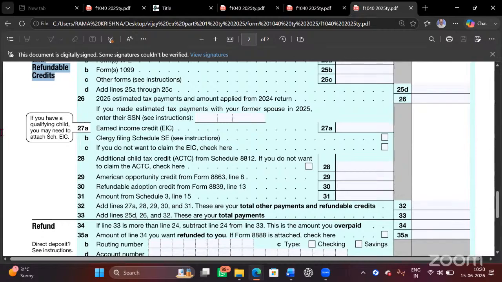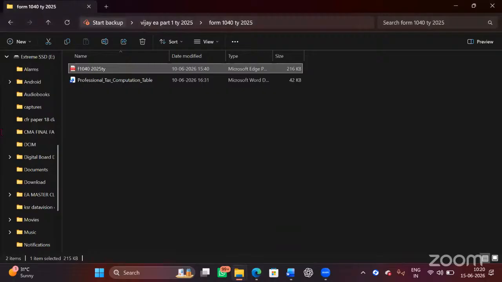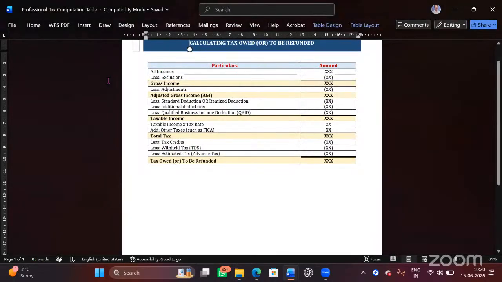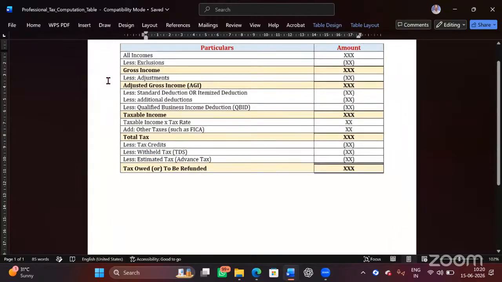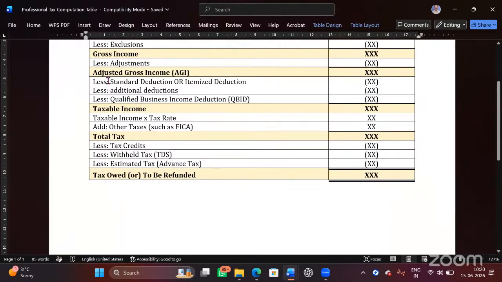Item number 30, refundable credits. 29, American Opportunity Credit. All these are credits. Tax burden will be reduced through this. From the total tax, after deducting the tax credit, and one more item, withheld tax. According to the Indian context, it is nothing but tax deducted at source, TDS, technically called withholding tax.